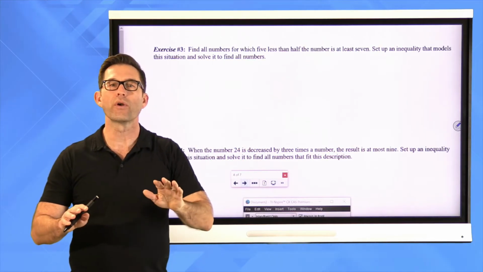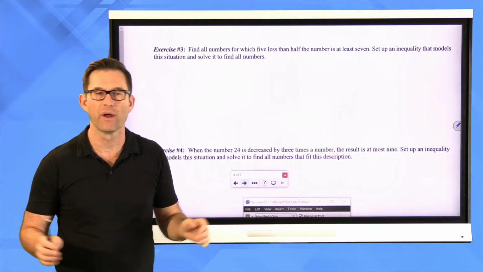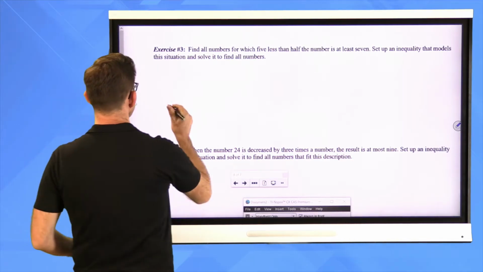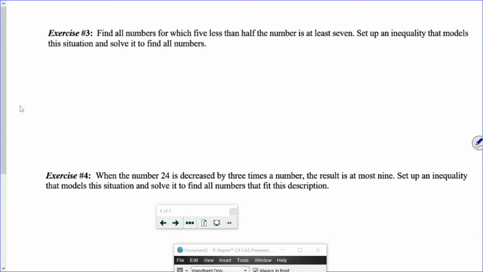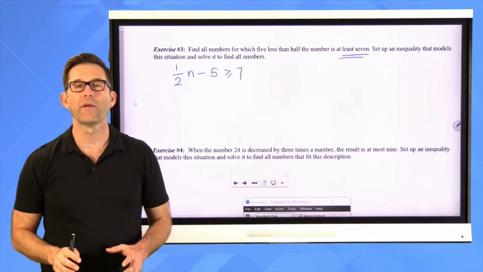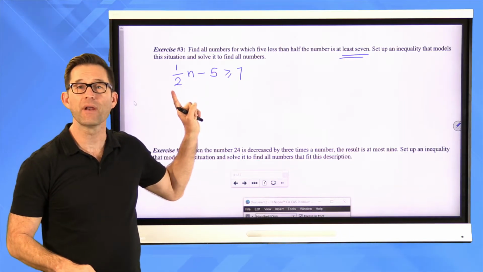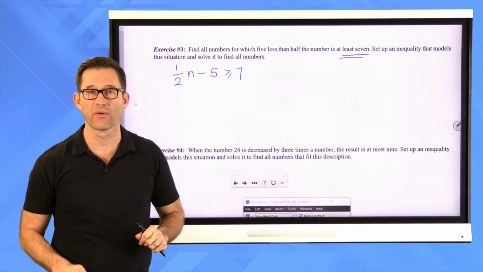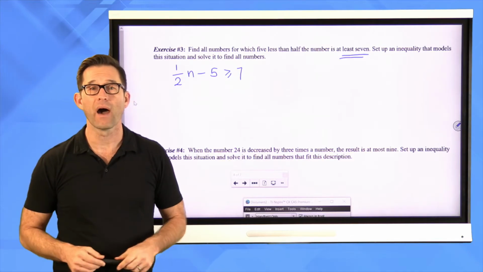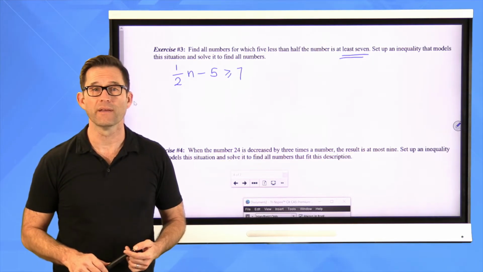Well, let's just worry about the 5 less than half a number. 5 less than half a number should be modeled as 1/2 n, that's 1/2 a number, and 5 less than it. And that's at least 7. At least is greater than or equal to 7. So that inequality models the information given. 5 less than 1/2 of a number is at least 7, greater than or equal to 7. Pause the video now and go ahead and solve that inequality.